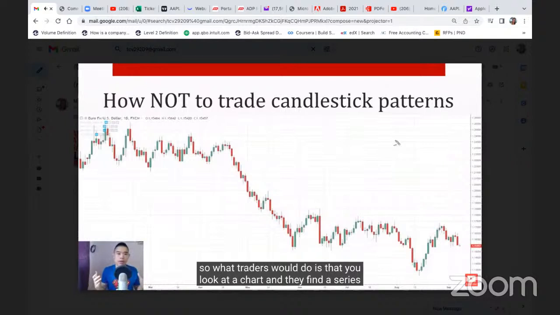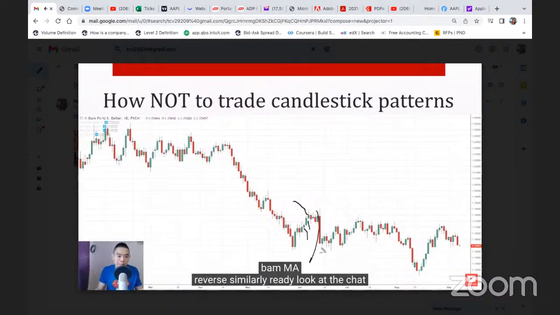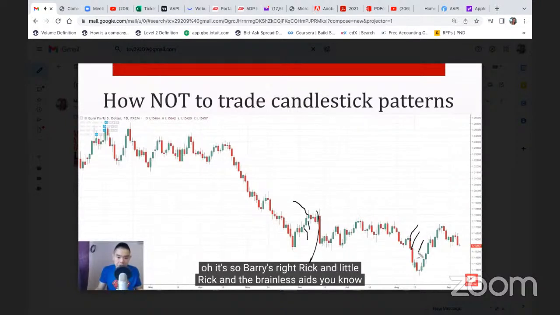So what traders will do is that they will look at the chart and they find a series of green candles and they go long. For example, they see over here, wow, man, the candle is green over here, bullish. Let me buy, right? It's so bullish. They go long and bam, market reverse. Similarly, they look at the chart. Oh, it's so bearish, right? Red candle. Sellers are in control. I should go short. Bam, market reverse, right?